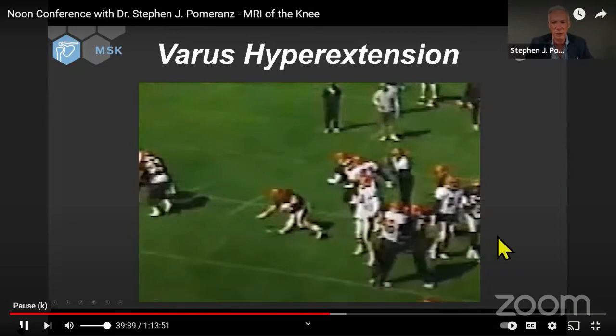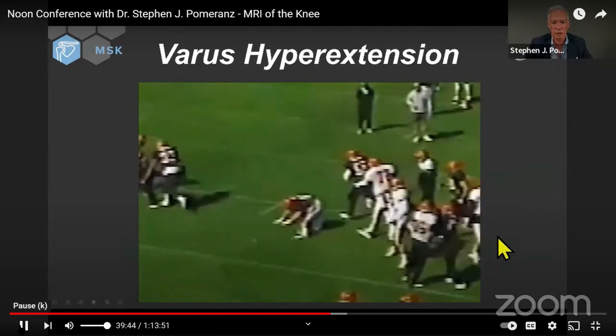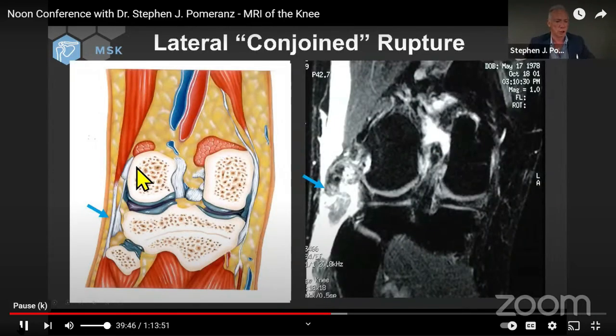He didn't have any serious ankle injury at all. Look at it one more time. That's pretty ugly to watch. And here is a normal diagram showing you the fibular collateral ligament. That's volume averaging. And here is what the patient looked like.